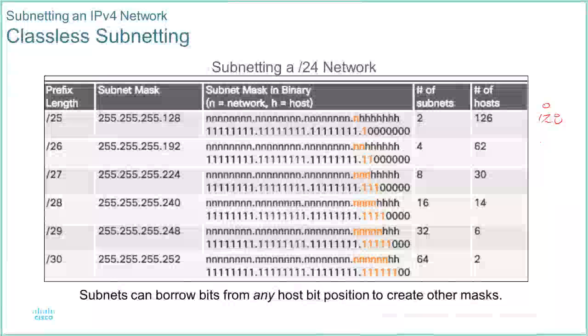Now we would grab one of those networks and break it up into smaller parts. So on the second one there, by borrowing an extra bit from the 128 network, we would then have the 128, and it's now 64-bit increments. So we would have the 192 network there as well.